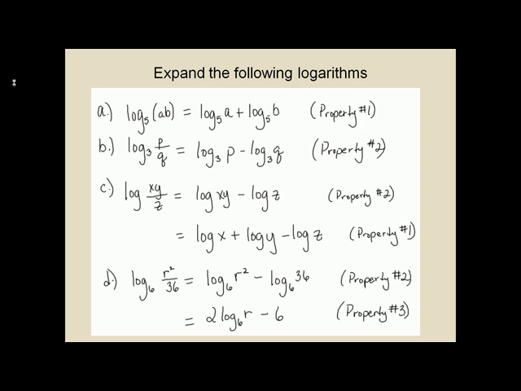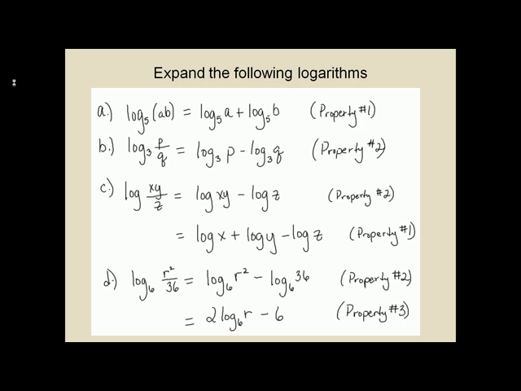We notice with log of xy, we have property number 1, that's the log of a product, so we can break that further down as log x plus log y, and then bring down the log z that we got from property 2. So our final answer is log of x plus log of y minus log of z in our expanded form. So we had two properties involved in that one part.